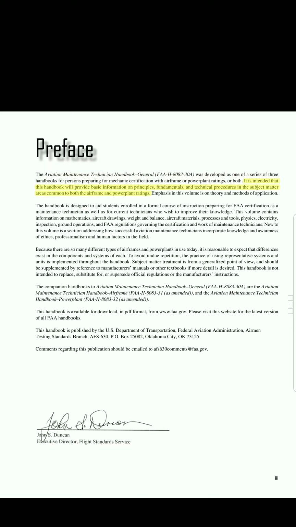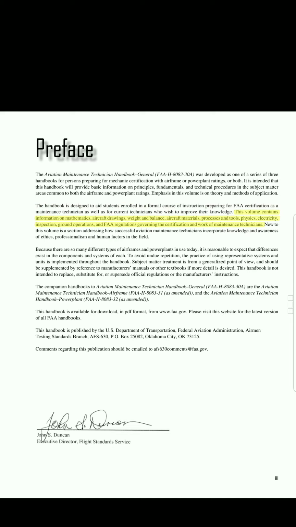It is intended that this handbook will provide basic information on principles, fundamentals, and technical procedures in the subject matter areas common to both the airframe and power plant ratings. Emphasis in this volume is on theory and methods of application. The handbook is designed to aid students enrolled in a formal course of instruction preparing for FAA certification as a maintenance technician as well as for current technicians who wish to improve their knowledge.